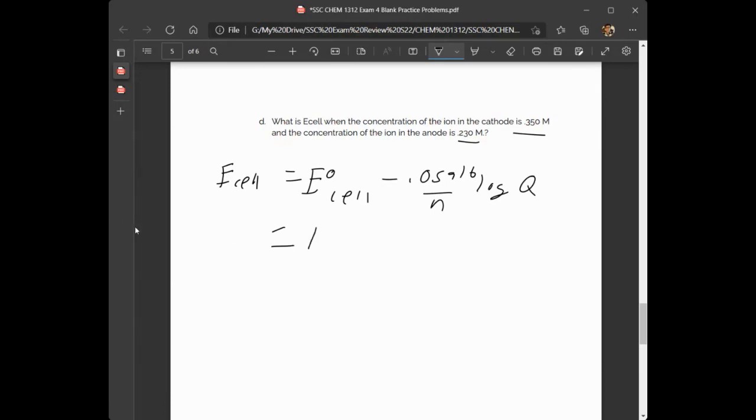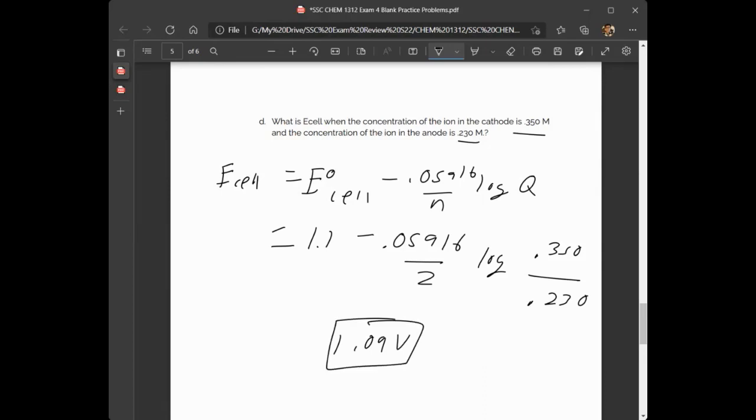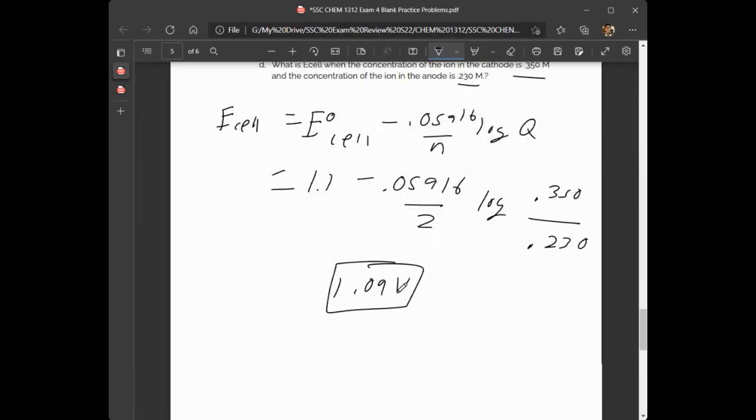Okay, so E naught cell is 1.1, which we found up there, and then this is that value, and 2 electrons are involved, and then we have log of products over reactants. The cathode is always the product, and the reactant is going to be 0.230, and doing the math, you get 1.09. And this holds true because with more concentration of product than reactant, you would expect the E cell to go down.